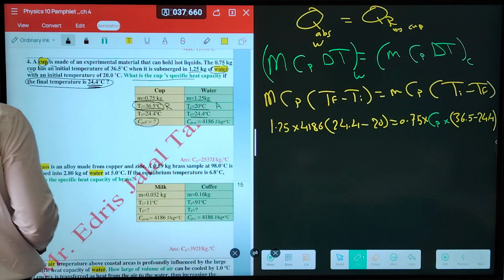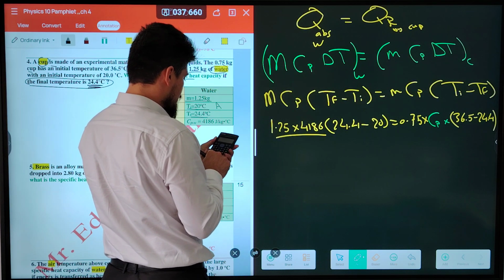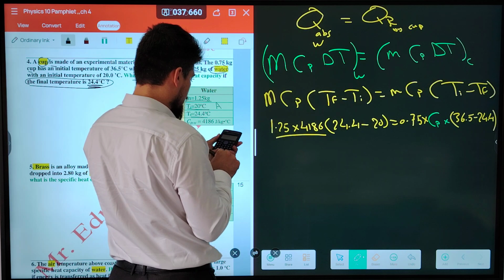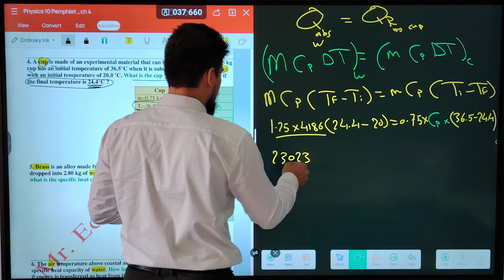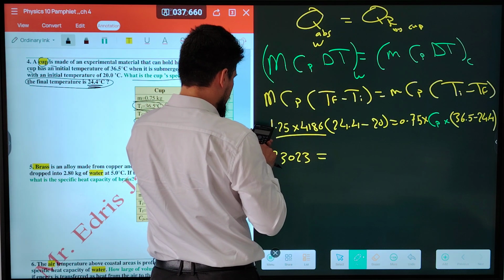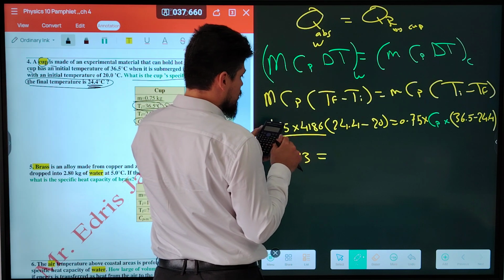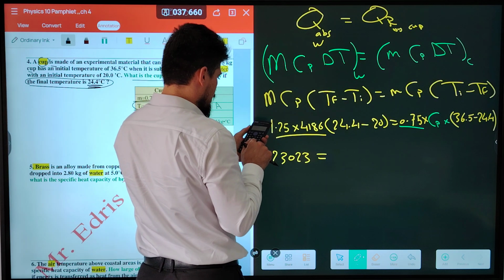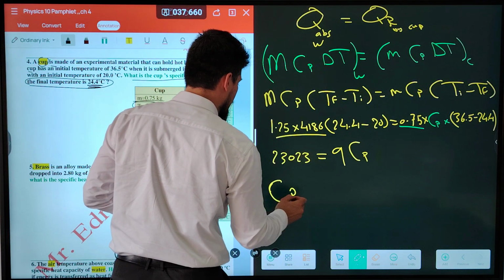Okay, you can calculate, guys. 1.25 times 4186 times open bracket 24.4 minus 20. I got 23,023, which is equal to 36.5 minus 24.4, which is 12.1, times 0.75, which is equal to 9. 9 what? 9 Cp. So Cp is equal to what?